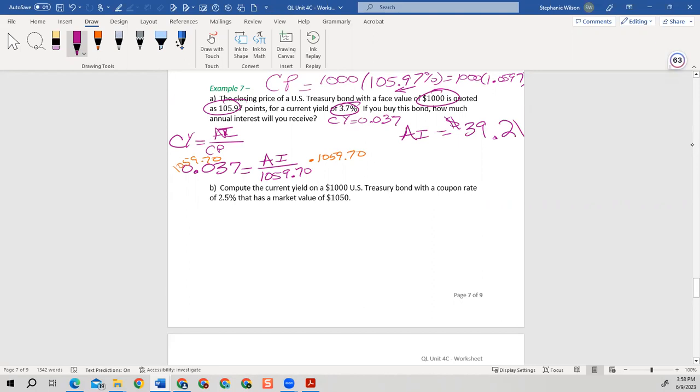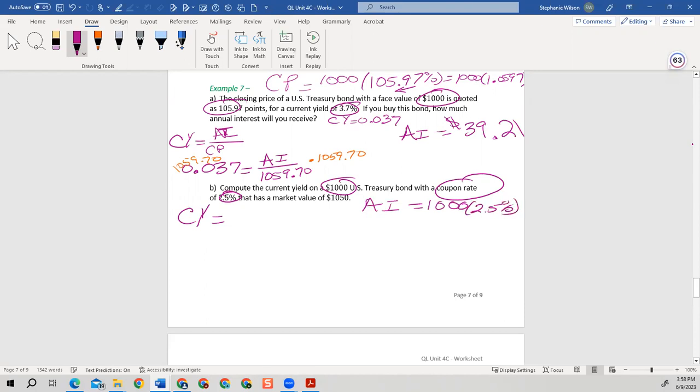B says, well, compute the current yield on a $1,000 US bond with a coupon rate of 2.5% that has a market value of $1,050. So we're going to do the same thing, except we don't know what the current yield is here. Let's acknowledge, though, what each part is. We know that this coupon rate is going to be multiplied by that 1,000. It's going to give me what my AI is. So my AI is that 1,000 times that 2.5%.